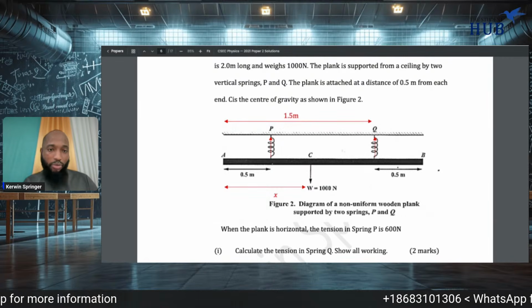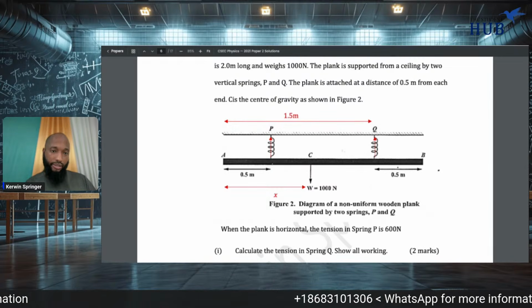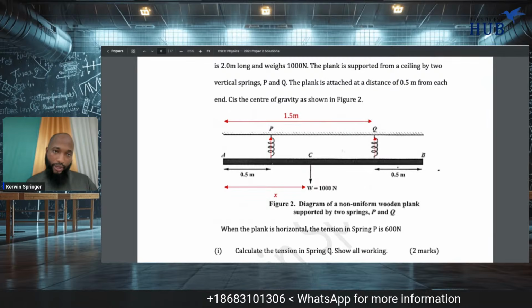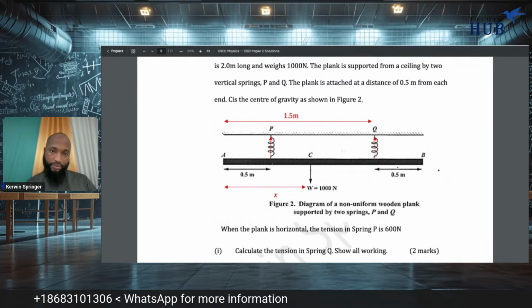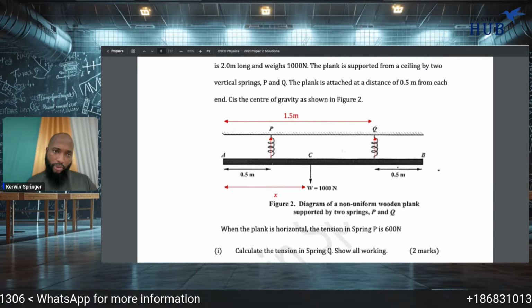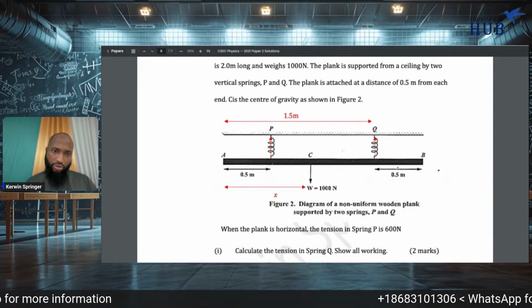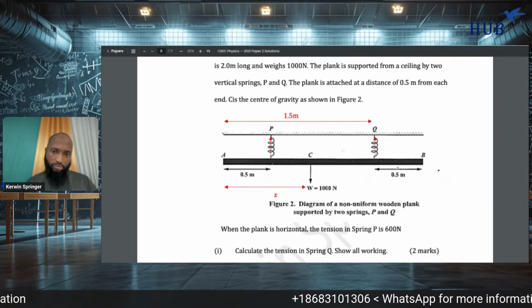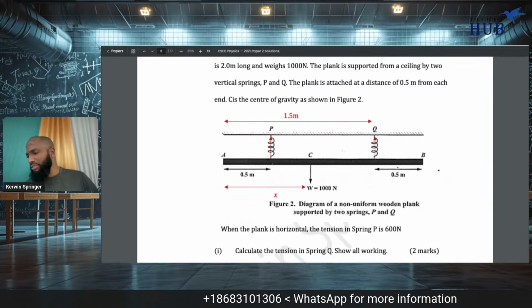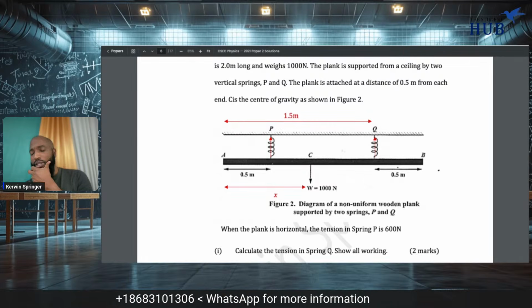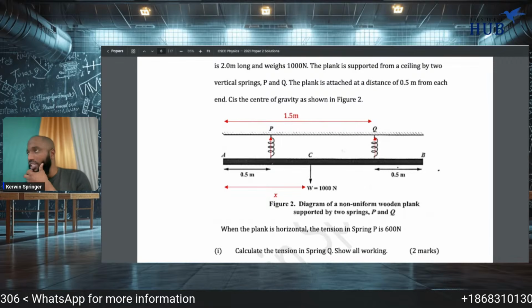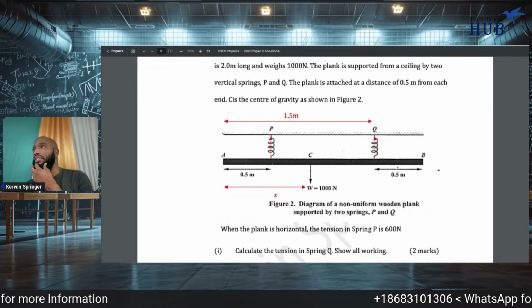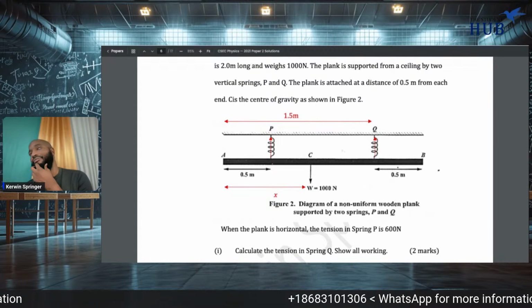So you can either take moments about point A, or about point P. If I were you, I would probably take moments about P, right? P looks like the better one to take the moments about, right? Are there any questions?